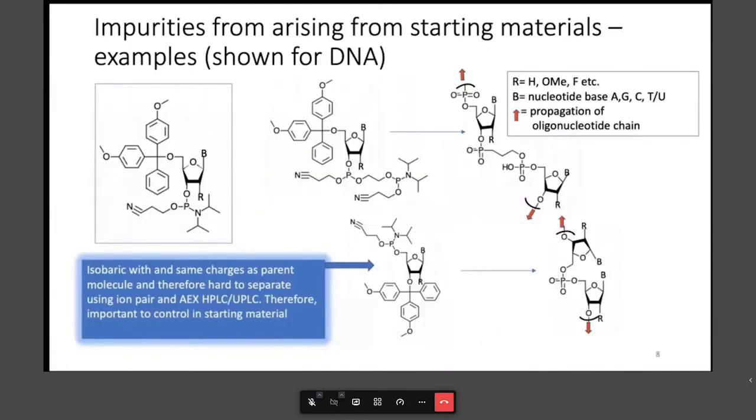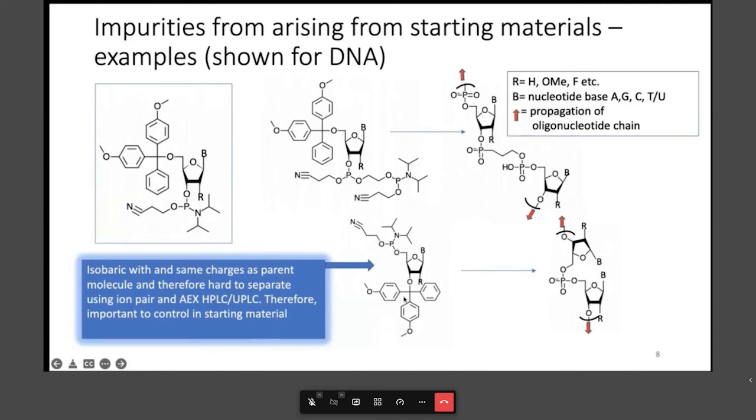Firstly, just one quick example of why starting material impurities are so important. This example shows where we can see an impurity in which the protecting group, the DMT group, and the amidite group have been swapped between the 3' and the 5' position.